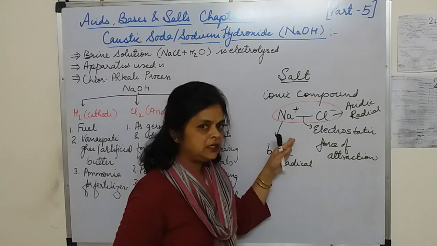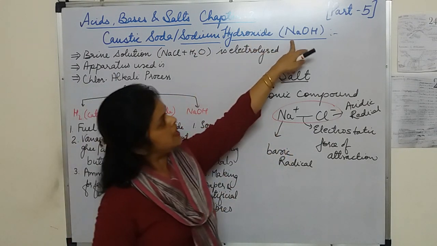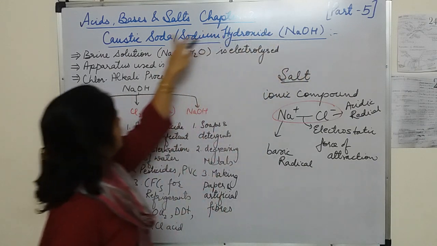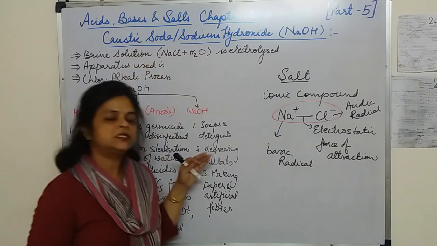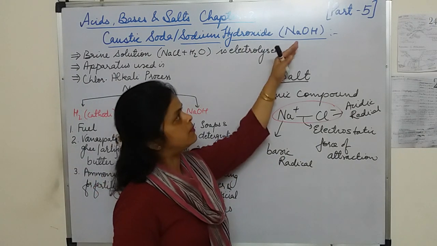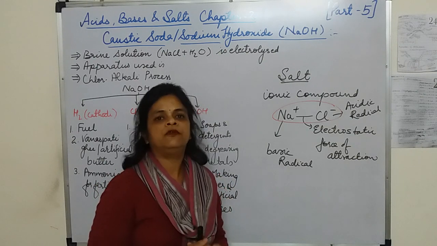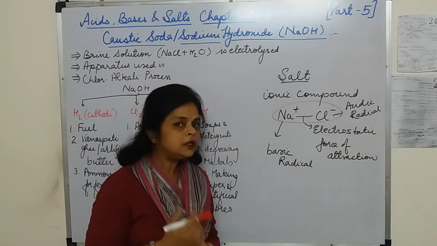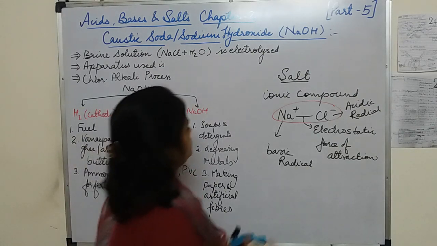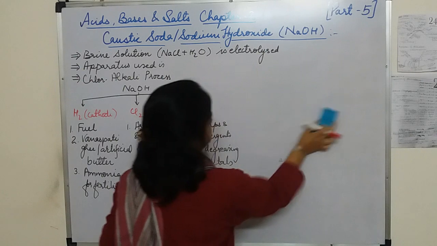In this category, the first compound which we are going to discuss is NaOH, sodium hydroxide. This is also called caustic soda. So in today's class, we are going to discuss how to prepare NaOH and what the different products are when NaOH is prepared, along with their uses. Okay, so let's start with NaOH.